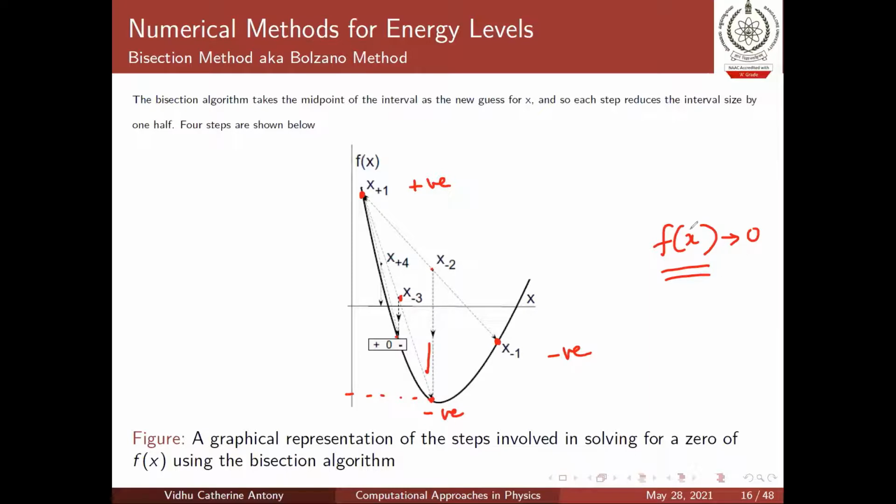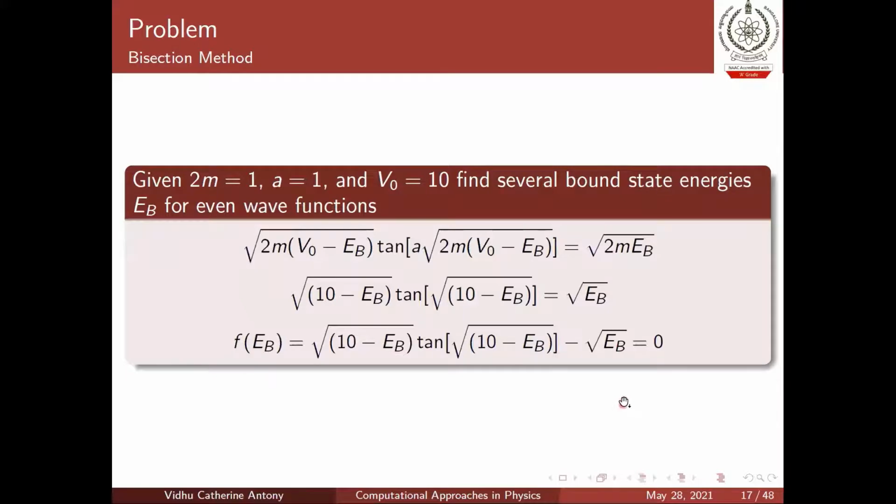Okay, so you choose your x, you bisect that particular interval, and you choose your x such that your f of x tends to 0. Not exactly 0, but tends to 0 for complicated transcendental functions that you have. Okay, so now that we covered it, let's come back to the problem.